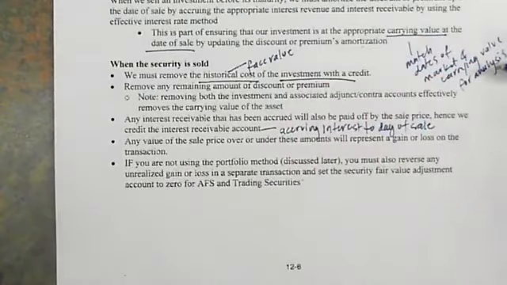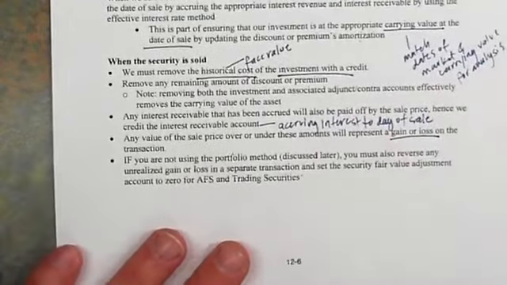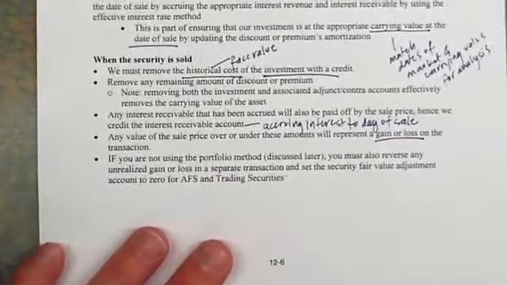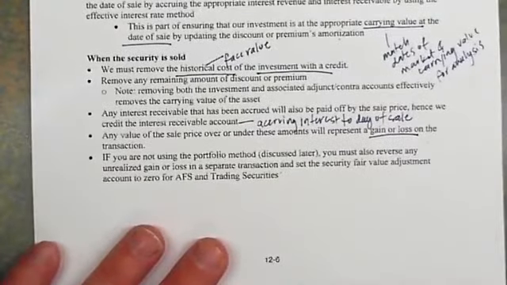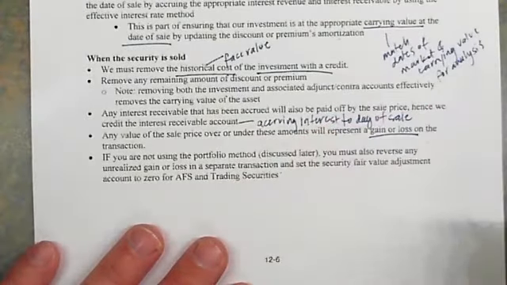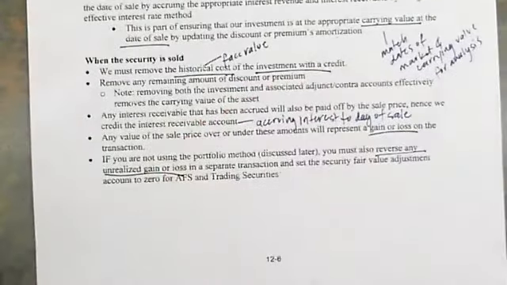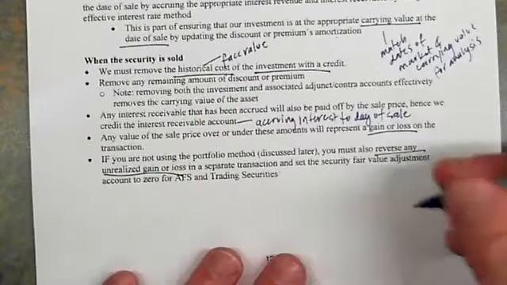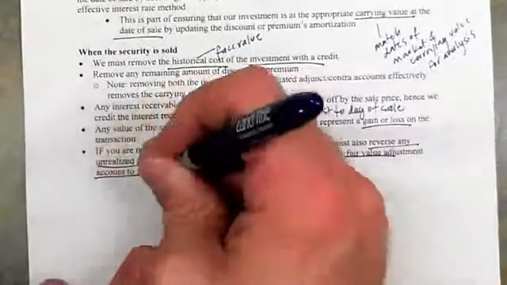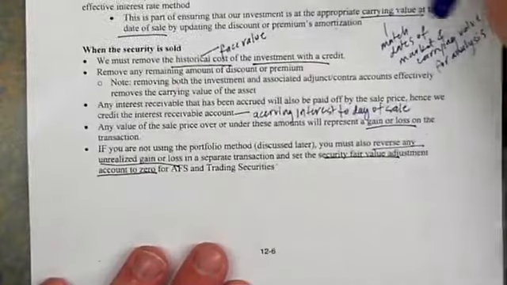And any value of the sell price over or under these items is going to be the gain or the loss. Okay. If you're not using a portfolio method to account for your securities, we'll talk about a portfolio method when we get done with equity investments. Then you're also going to want to reverse any unrealized gain or loss in a separate transaction to set the fair value adjustment account to zero for that security. Okay. So like I said, a lot of moving pieces.